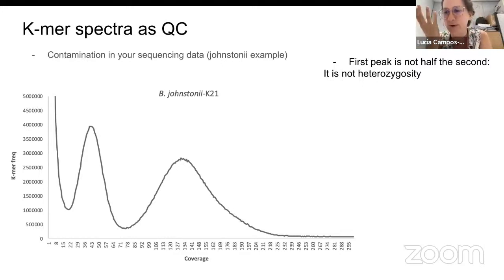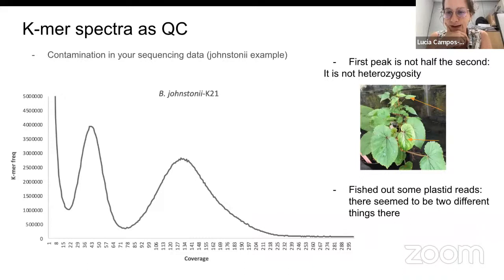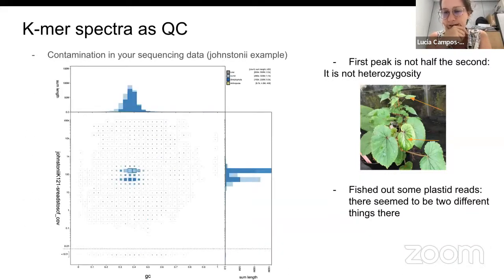I kept thinking there could be cobionts on plants, a fungus from the soil, or some bacteria, but it definitely wouldn't be this much coverage, because these genomes are very small. So I went back to the plant. And then I realized there were actually two individuals in the same pot, same label, same pot. Because I had harvested the tissue in two different seasons, the leaves looked different, but I thought it was just a seasonal change. But it was two different plants with two different genomes. I did get some plastid reads out, and I realized there were just two different things in there.